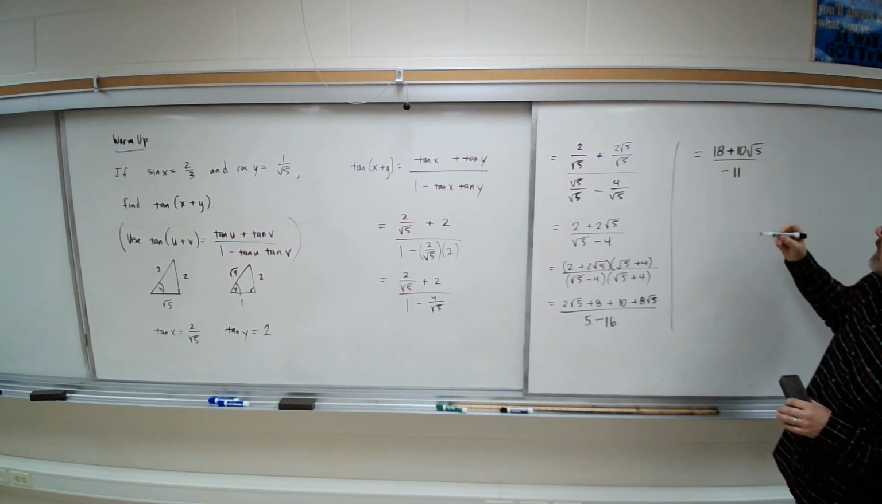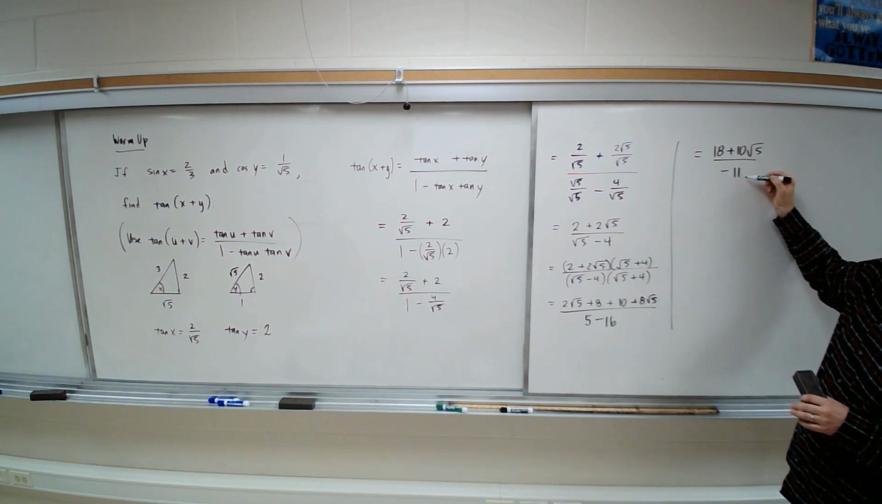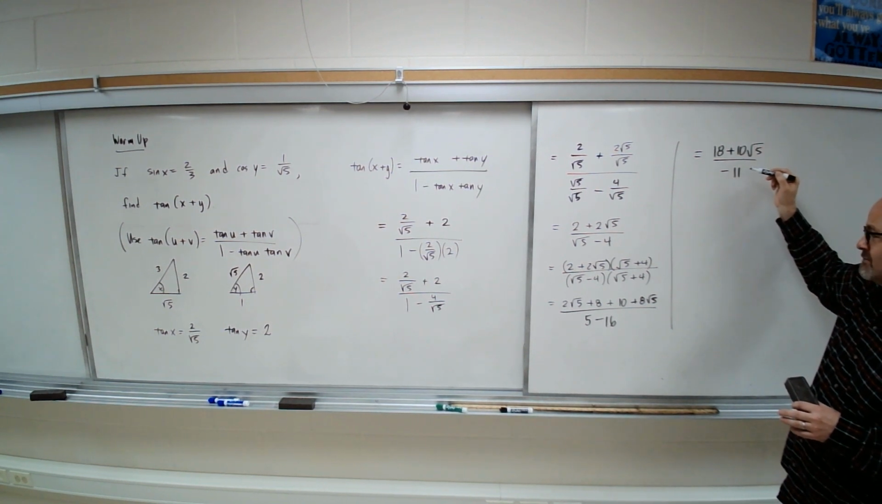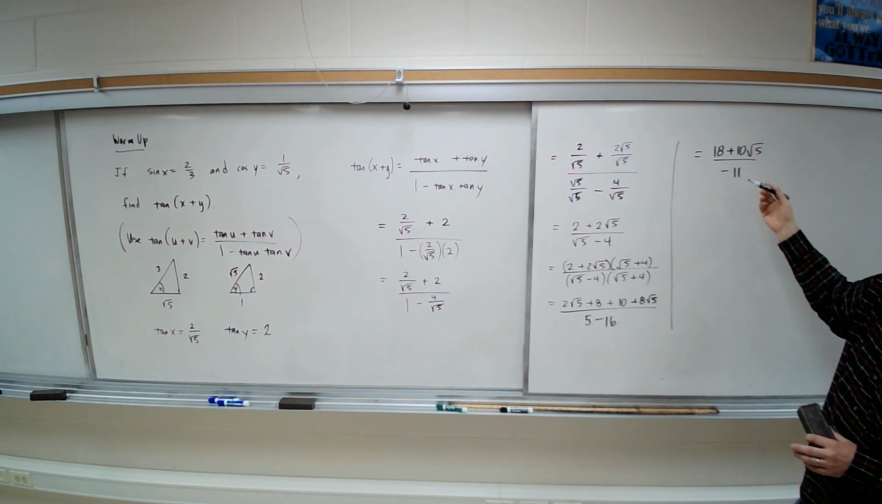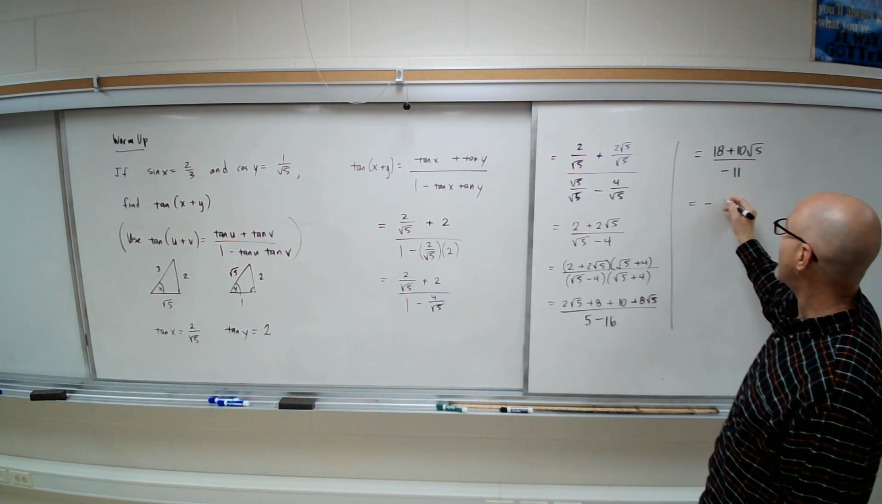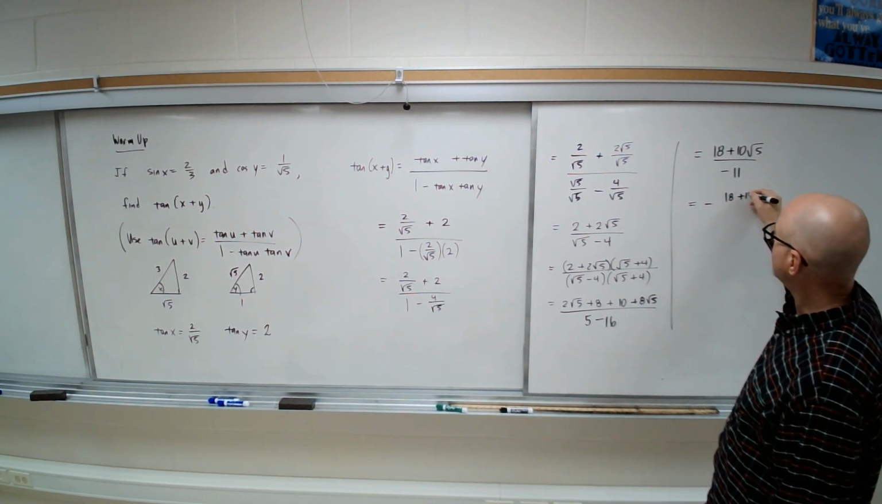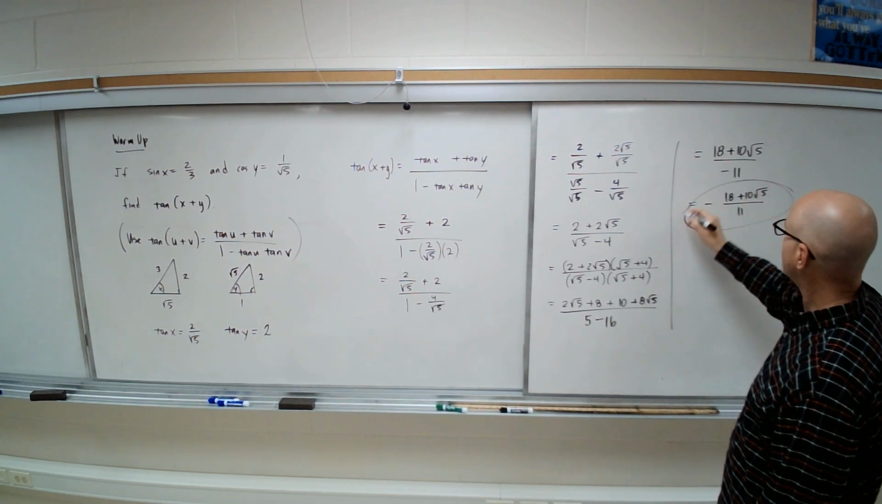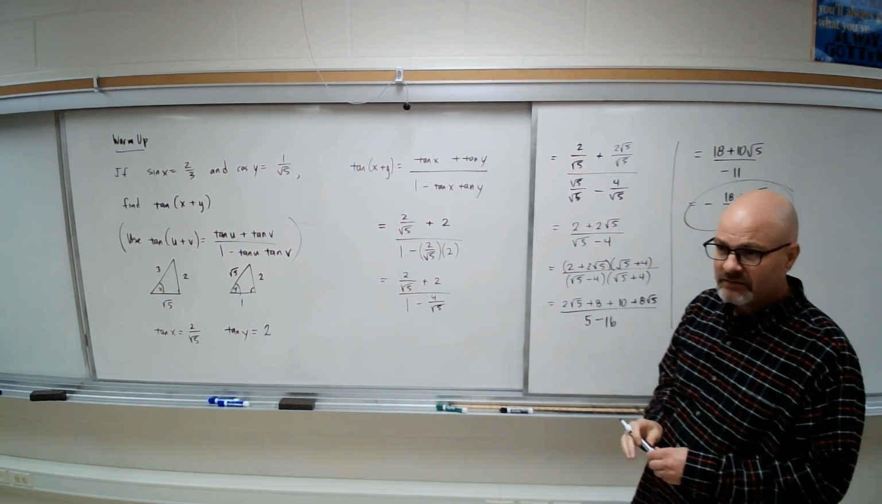It's going to be better though, if you have the whole bottom as negative, you could either distribute it to the numerator, which is one option, or I like to just set it out front. So I'd say the opposite of 18 plus 10 radical 5, all over 11. And that's going to be our final answer there.